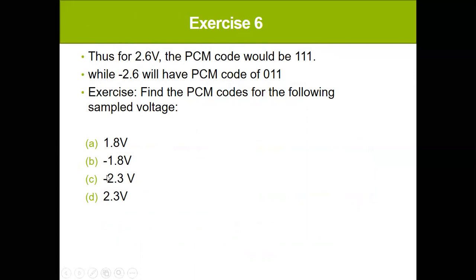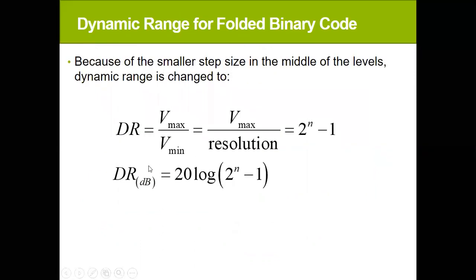Okay, so that's for the folded, 2.6 volt, the PCM code would be 111, while negative 2.6 will be 011. Okay, there are some exercises. Now let us discuss the dynamic range. As I mentioned, dynamic range indicates how good the system is working, or the system efficiency.